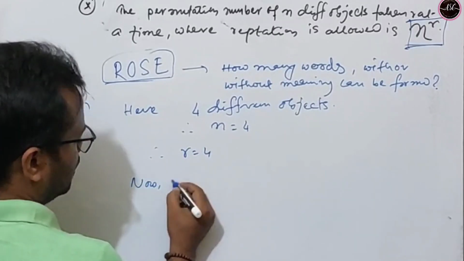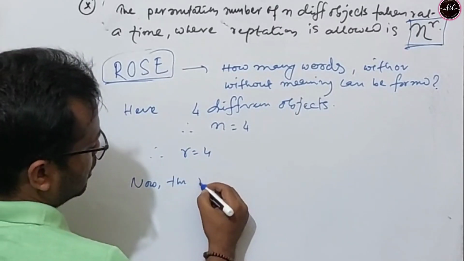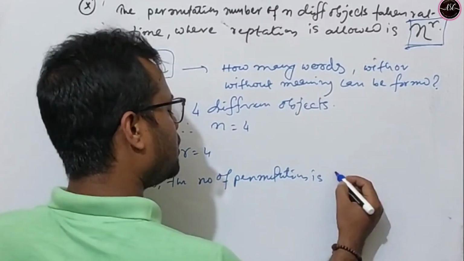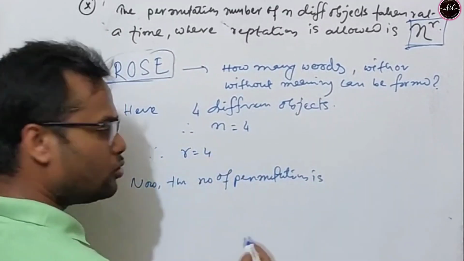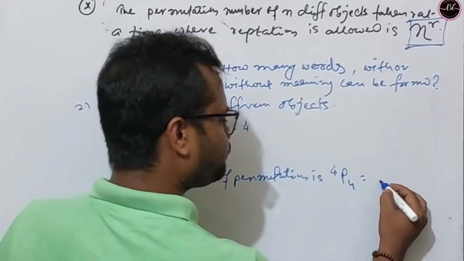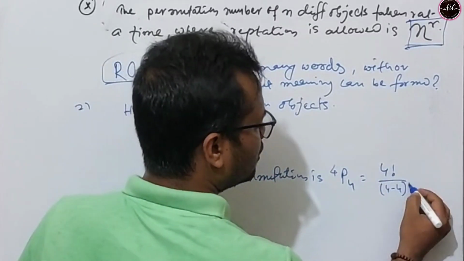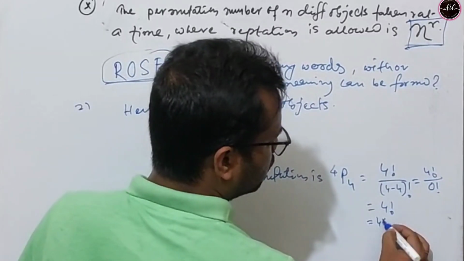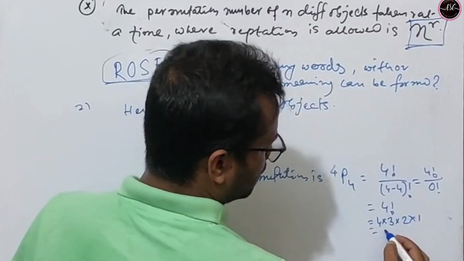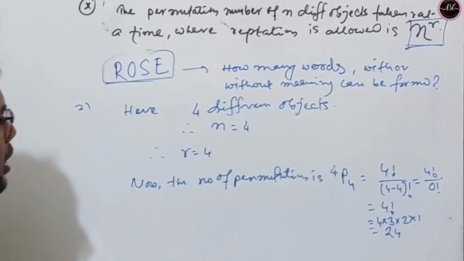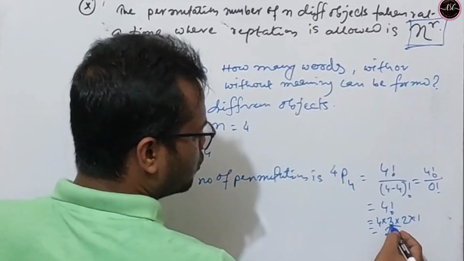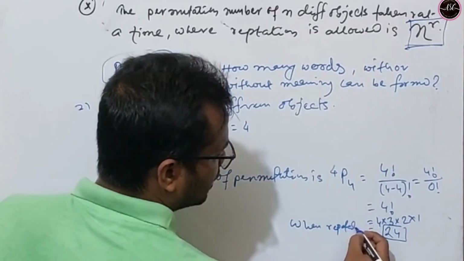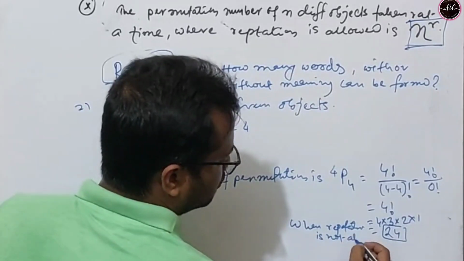So now the number of permutations is nPr. Here n equal to 4, r equal to 4, that means 4P4 equal to 4 factorial divided by (4 minus 4) factorial, that means 4 factorial divided by 0 factorial, that means 4 factorial. 4 factorial equal to 4 into 3 into 2 into 1, that means 24. This value is taken when repetition is not allowed.